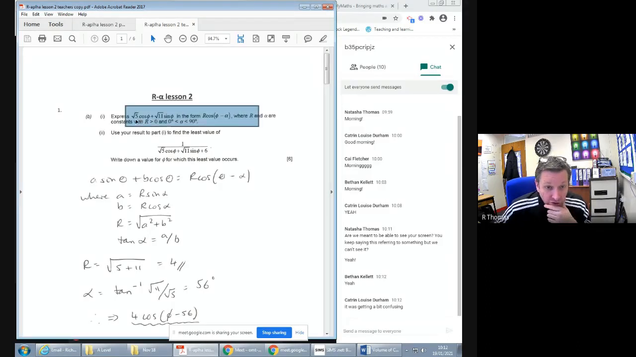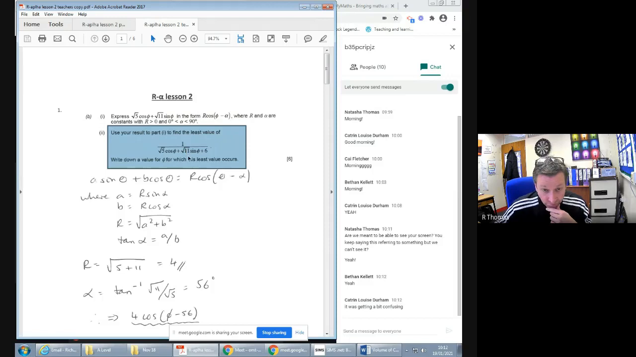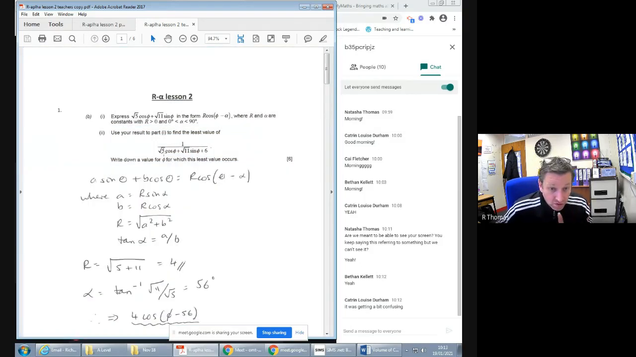I just went through how we turn root 5 cos phi plus root 11 sine phi into this expression here. I'm not going to go through it again, because we'll do another one in a moment. We're now going to look at how we use that result to find the least value of this fraction here. For a fraction to be at its least value, the denominator needs to be at its most. So I need this root 5 cos alpha plus root 11 sine alpha plus 6 to be the most it can possibly be. Now I'm going to swap this bit for the expression I worked out earlier, my 4 cos brackets phi minus 56.